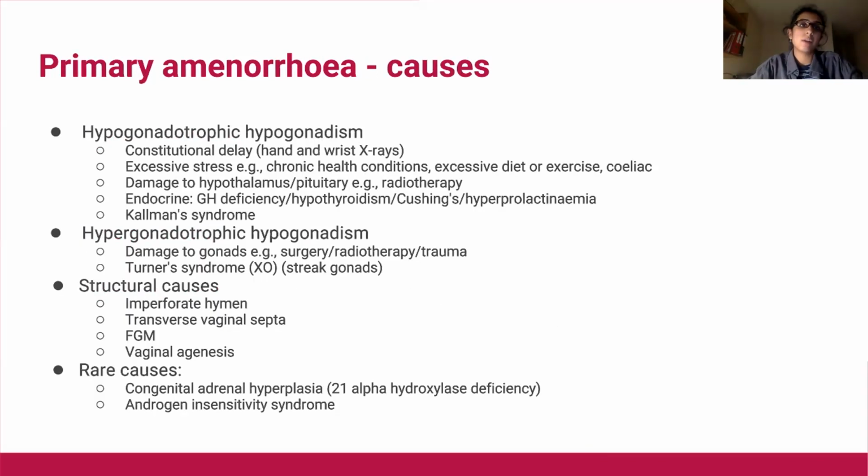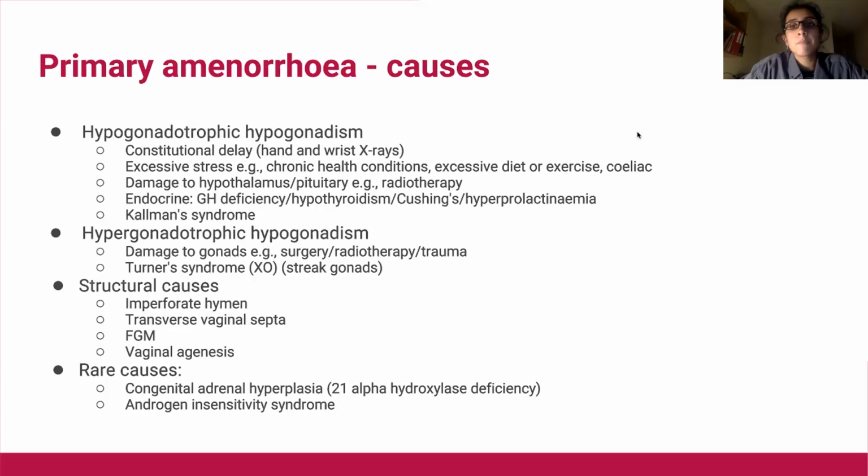So primary amenorrhea, we can split it up, there's different ways we can think about this. Hypogonadotrophic reasons, so the gonadotrophins, which are released by the hypothalamus and the pituitary, there's a decrease in the levels of them, and that's leading to the hypogonadism. And this can be either constitutional, so that's the most common cause, and a way to check that if a child is developing, so do hand and wrist x-rays is quite an important investigation.